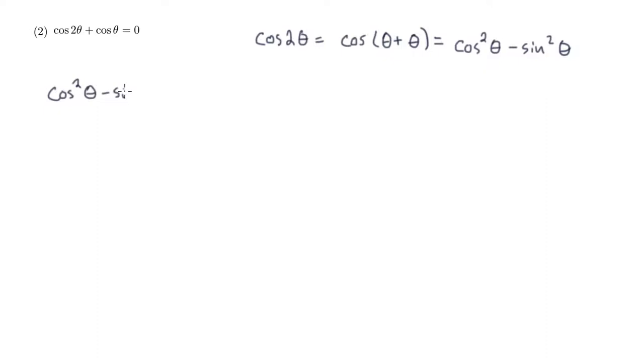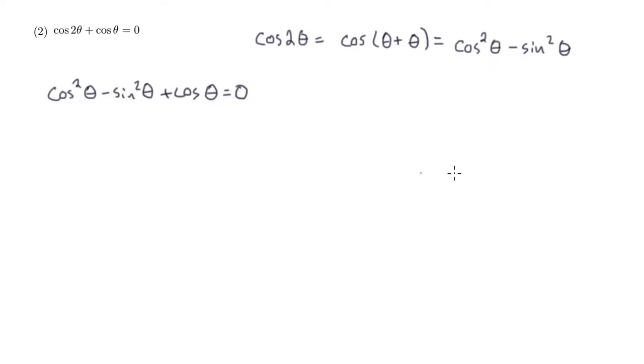So cosine 2 theta is really the same thing as cosine of theta plus theta. But if I use the cosine sum formula, the angle addition formula, this is cosine squared theta minus sine squared theta. So really this equation is cosine squared theta minus sine squared theta plus cosine theta equals 0.